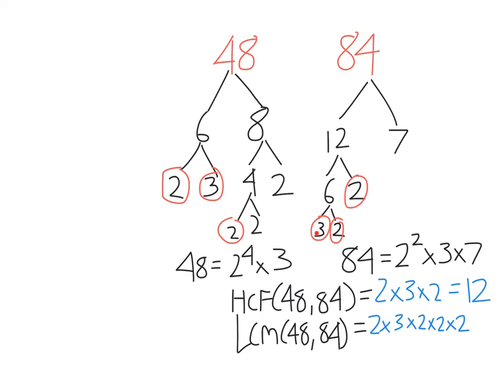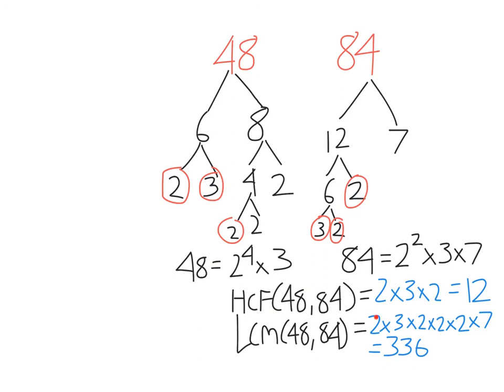So I'm not going to multiply by 3 again down here because 3 is common. I've already multiplied by 3. The only thing left to multiply by is 7. So this will be 2 times 3 times 2 times 2 times 2 times 7. So if I multiply together all of these numbers, I get 336. So 336 is the lowest number that's divisible by 48 and also by 84. 336 is 48 times 7 or 84 times 4.